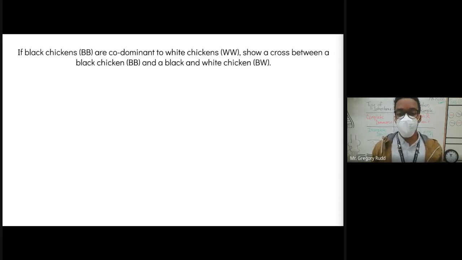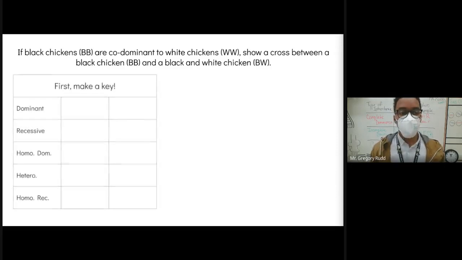The very first thing we need to do is, of course, make a key. And the key does not change, looks exactly the same. We're looking for the same information. We need to know the dominant allele. We need to know the recessive allele. We need to know what the genotypes look like and which phenotypes they correspond to. So, Abina, let's just start off with you. What's the dominant allele in this case?